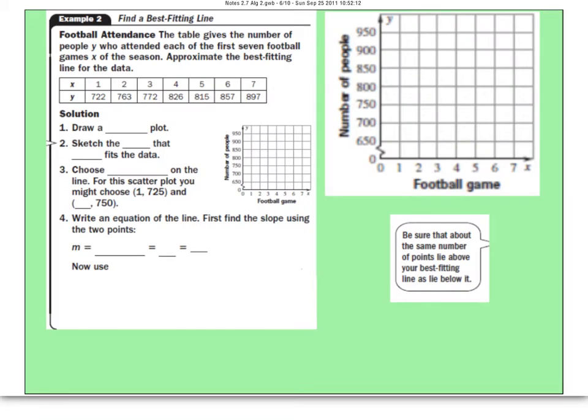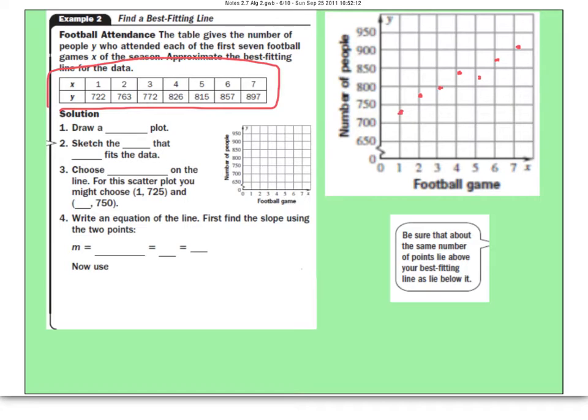Let's take a look. For this example here, let's just follow the directions. First, plot the ordered pairs and make a scatter plot of this data. So I'm going to move 1, 722, and that's just roughly there. 2, 763. 3, 772. 4, 826. 5, 815. 6, 857. 7, 897. So there's our scatter plot.